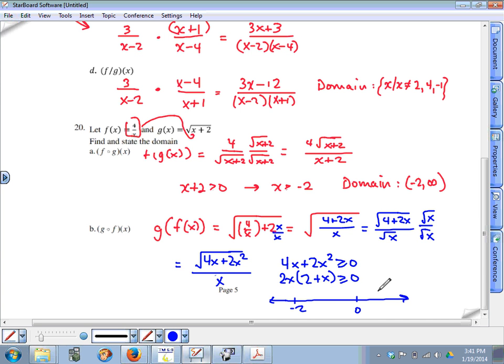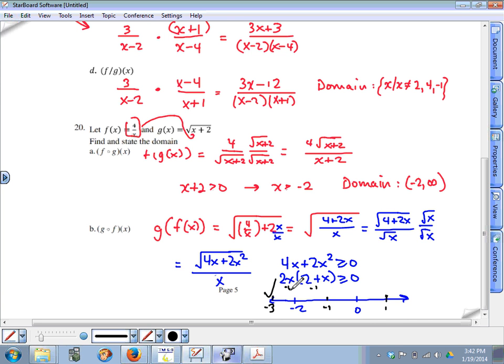Then you choose test points in each interval. For example, let me do this in a different color here. Negative 1 could be a test point, 1 could be a test point, and negative 3 could be a test point. Now, if you plug in negative 3, 2 times negative 3 is negative 6. 2 plus negative 3 is negative 1. Negative 6 times negative 1 is 6. 6 is greater than or equal to 0, so this interval checks out because the test point worked.